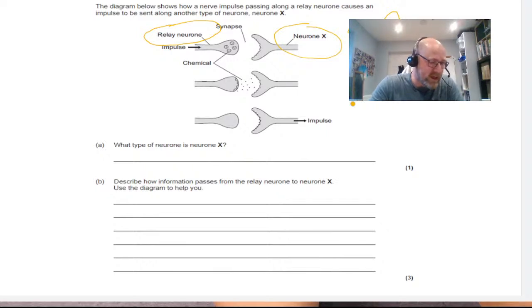Yeah, it could be the motor. Yeah, it's got to be the motor actually, because it's after the relay. Can only be the motor, HC. Well done. So that would be motor.